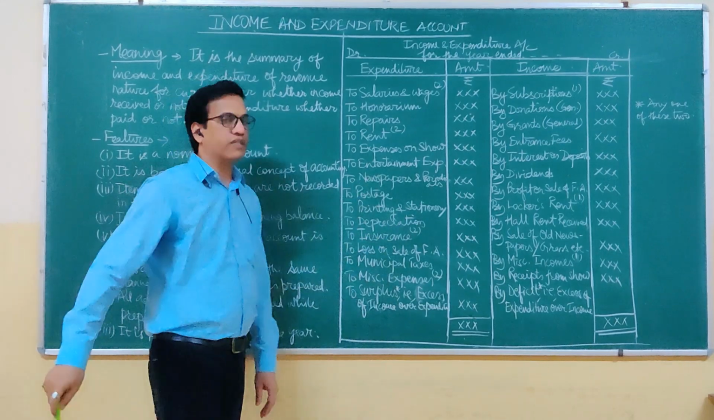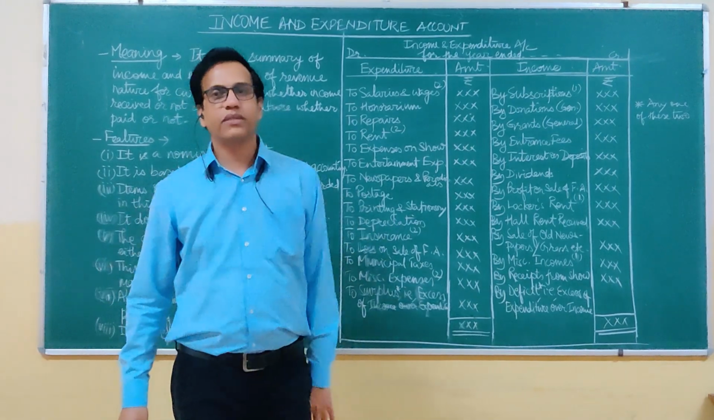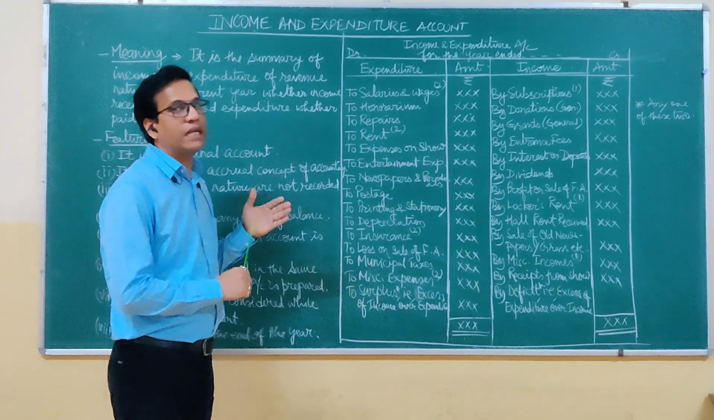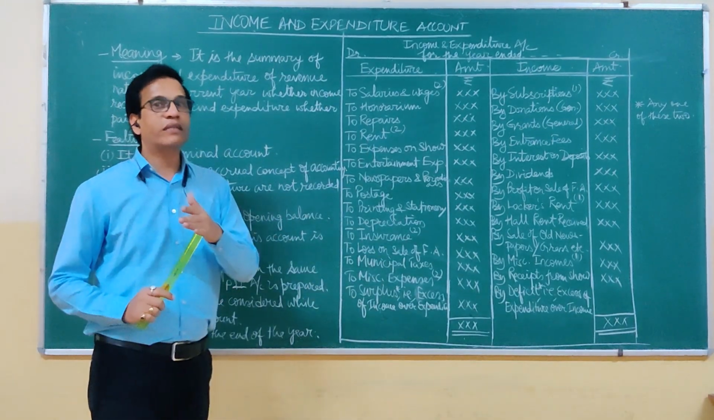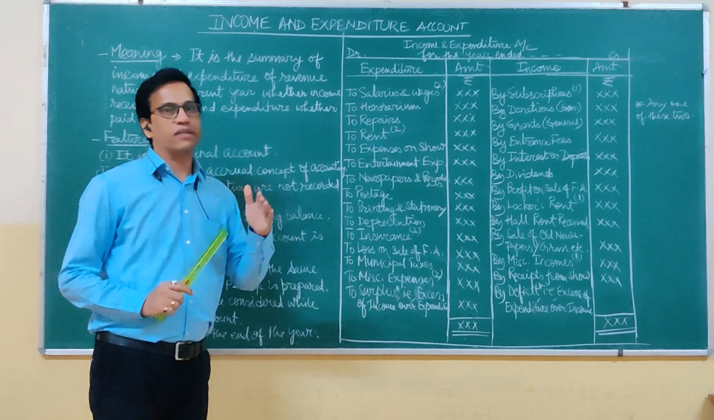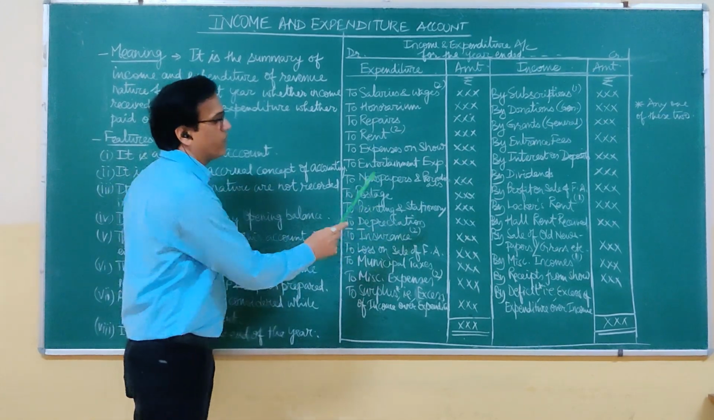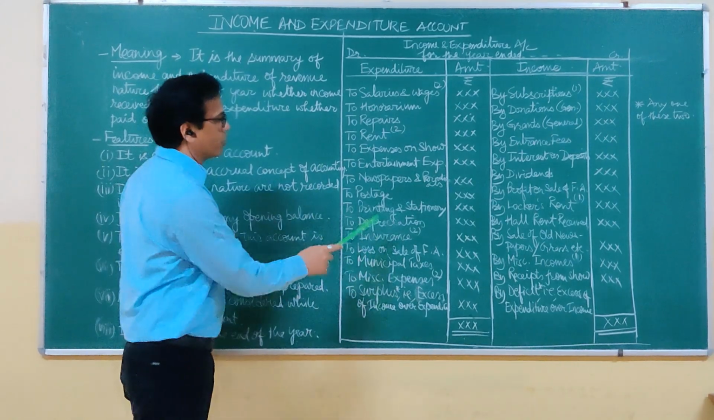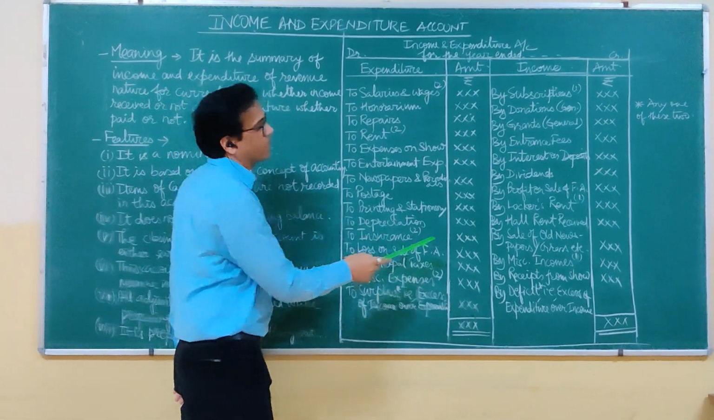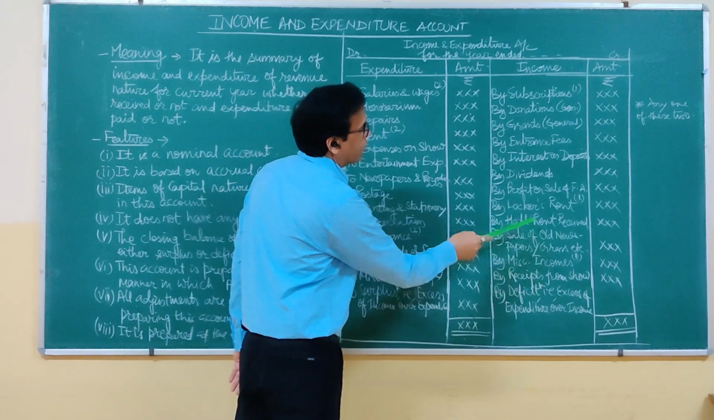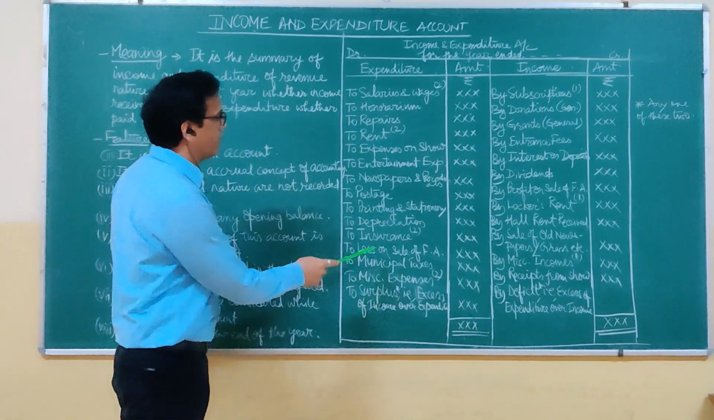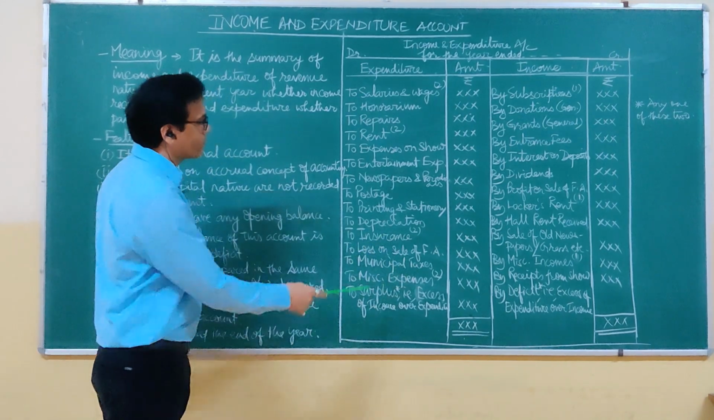Then depreciation. On fixed assets, depreciation is charged. How to calculate that depreciation we have already learned in class 11, chapter depreciation. In that same way we calculate it here on the fixed assets and show it on the debit side. Then insurance, loss on sale of fixed assets. Like here I told about profit on sale of fixed assets, if it is a loss, then we write it on the debit side.